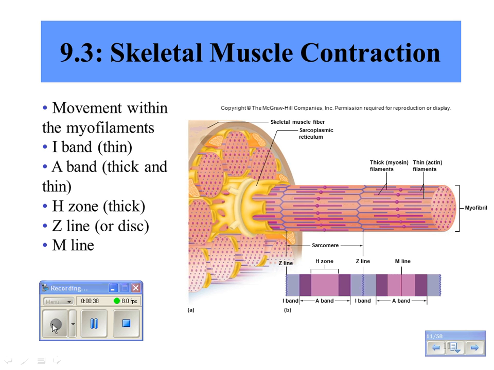The thicker purple strands are the thick or myosin filaments. There's also the blue line depicting the thin or actin myofilaments, as you can see throughout this myofibril. And we're going to talk about how they're arranged here within a single myofibril.